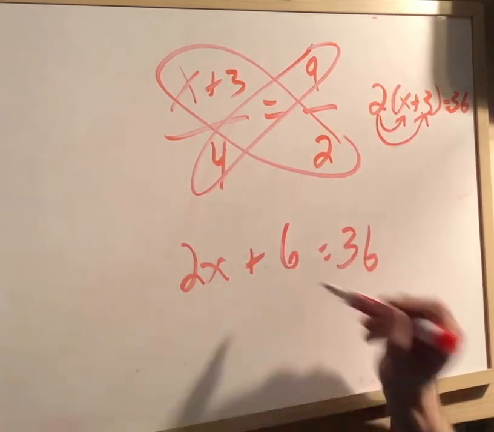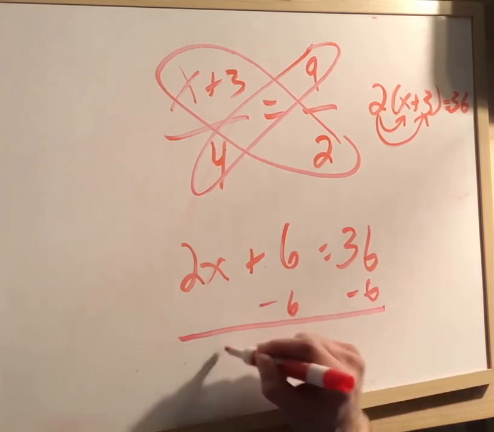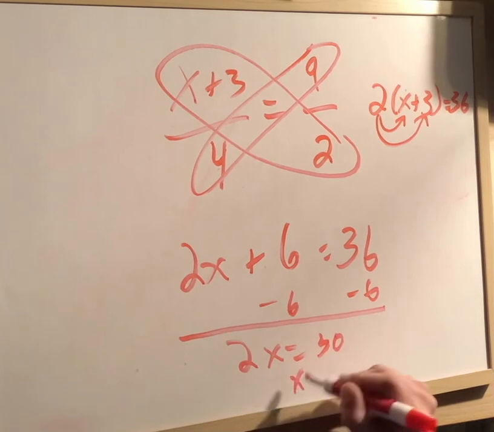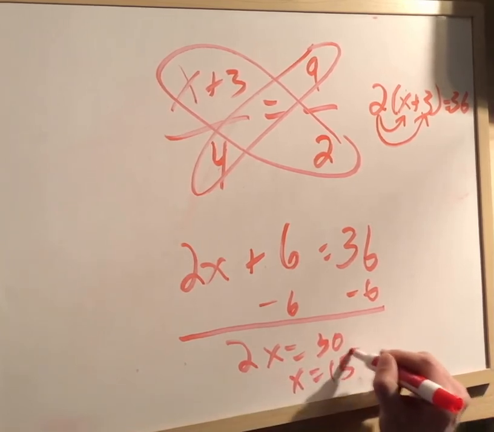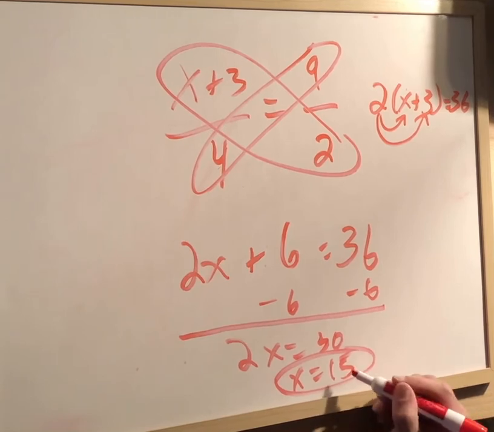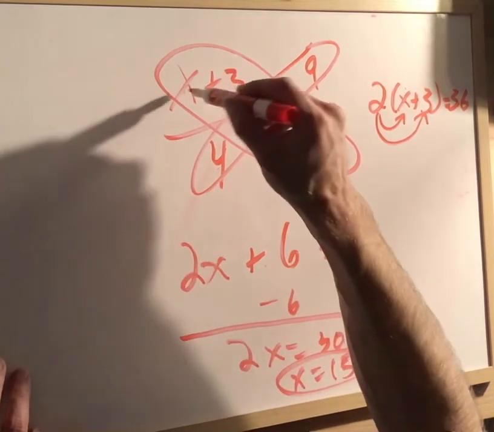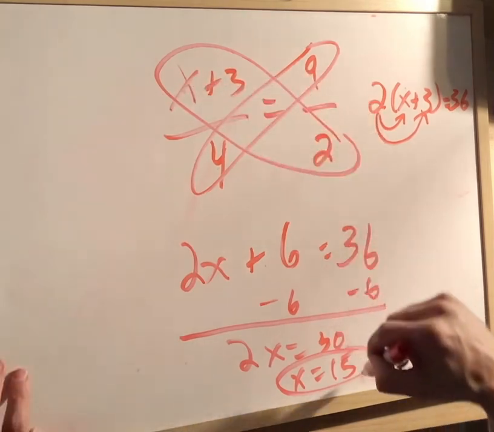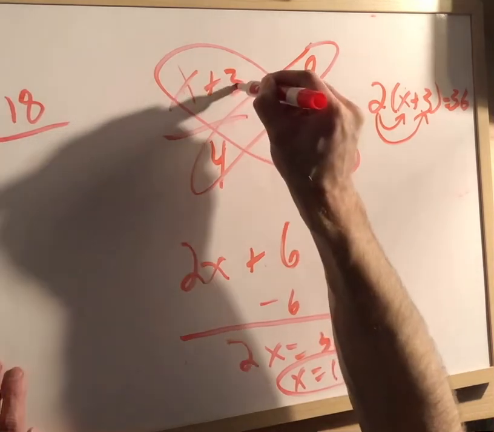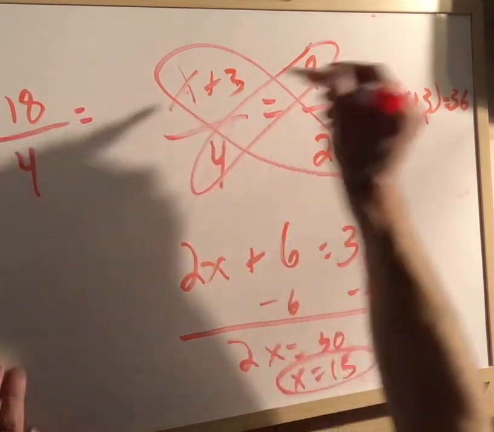Now watch. If I were to solve, minus 6, I get 2x equals 30, x equals 15. Okay, now let's see if this is actually the answer. It is. Watch. When I plug it back in, 15 plus 3 is 18 over 4. Does this equal 9 over 2?